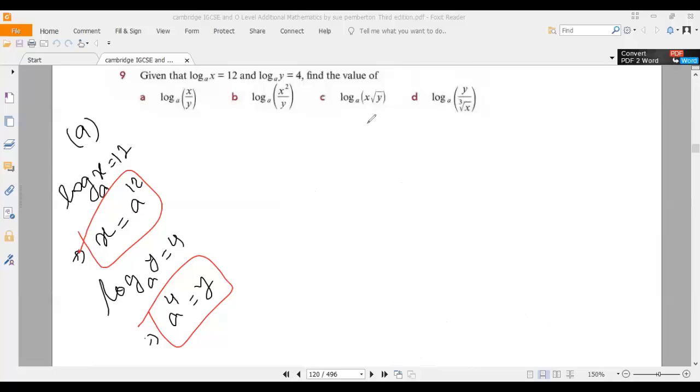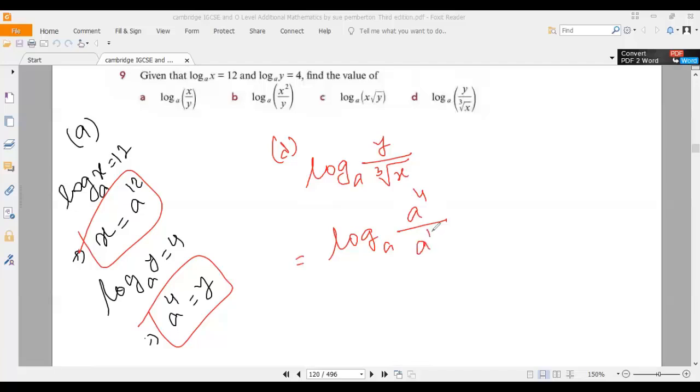Now, the last one of this chapter, that is number D. Number D says log base a of y divided by cube root of x. Now we need to put the value of y and x. So log base a of, what is the value of y? A to the power 4. What is the value of x? A to the power 12.